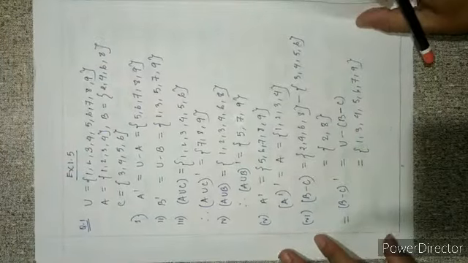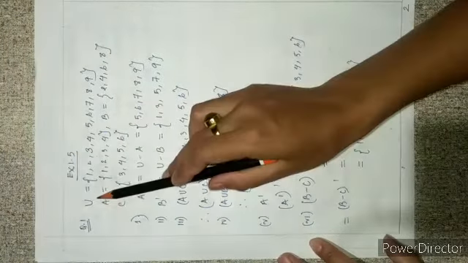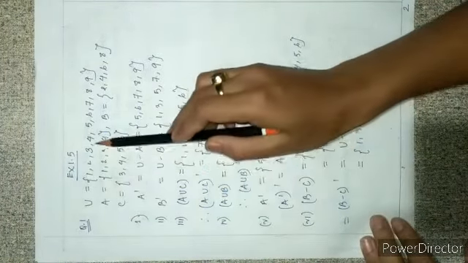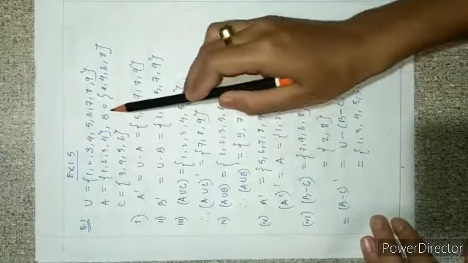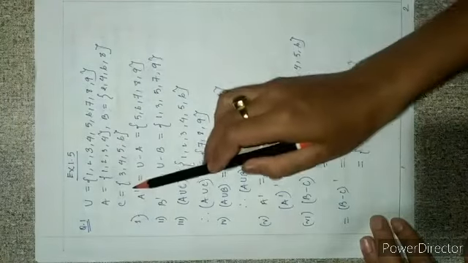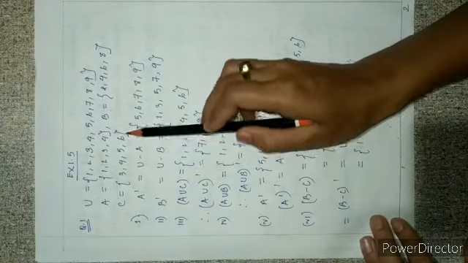Exercise 1.5. U is a universal set whose elements are 1, 2, 3, 4, 5, 6, 7, 8, 9. Set A, elements are 1, 2, 3, 4. Set B, elements are 2, 4, 6, 8. And set C, elements are 3, 4, 5, and 6.